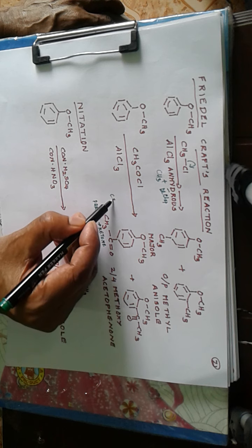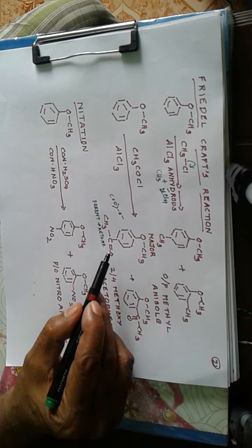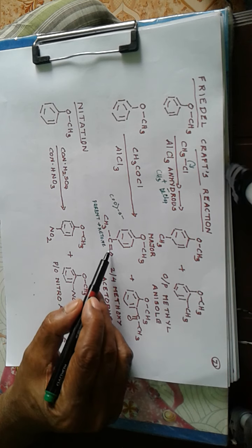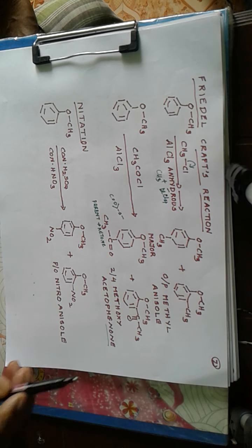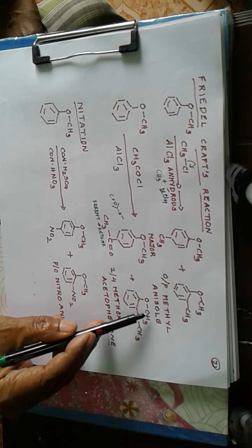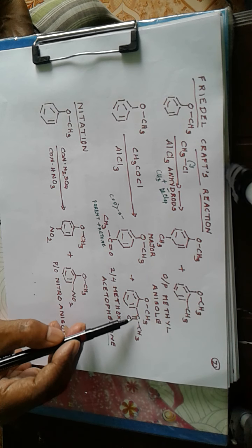A keto group is given preference over an ether group. So C double bond O gets preference over ether. So it is para-methoxy acetophenone. This one indicates the ketonic group. So we get a mixture of the para and ortho derivative. Again, the ortho derivative is found to be lesser in amount due to steric repulsion between this methyl and this methyl, and this CO group also.